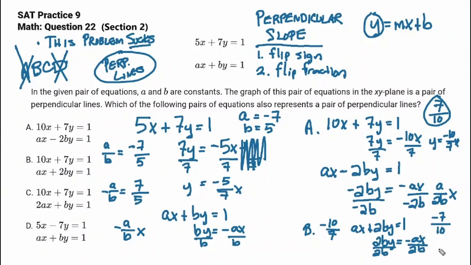All right, so what do I get? I'm going to do it here. Negative a over 2b x. Here's the slope. Now think about it. Negative a, negative negative 7, is 7 over 2b. 2 times 5 is 10. It's exactly what I was looking for, and I finally got to the answer. Congratulations, you got to the end of a very difficult Section 2 of SAT Practice Test 9.